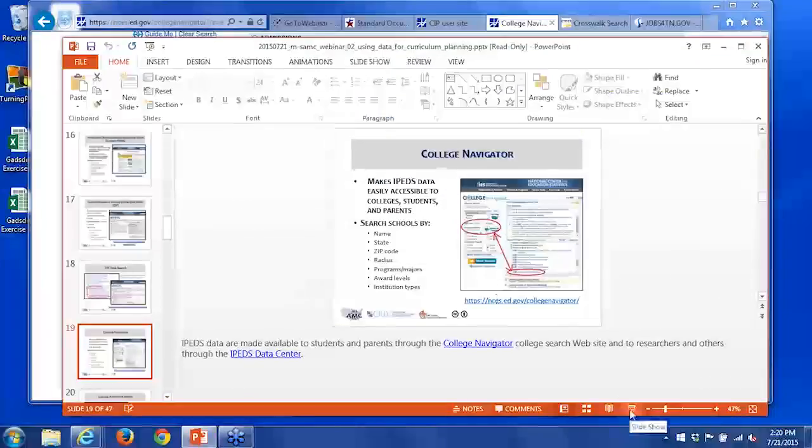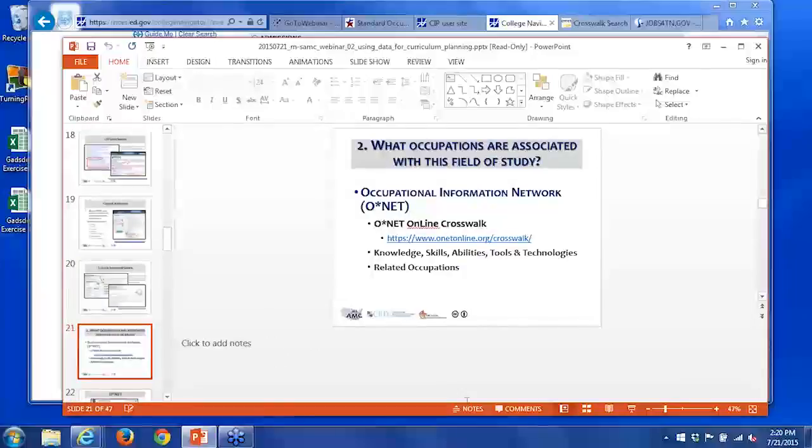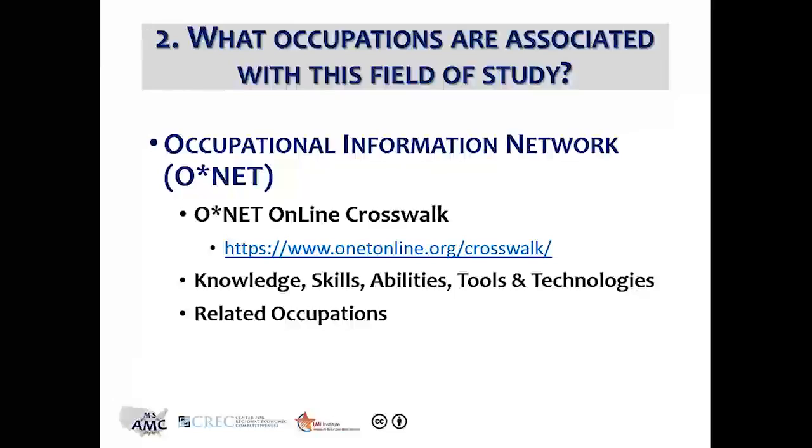So now we're going to continue on and look at the question of what occupations are associated with this field of study. You want to know what the range of occupations is that someone who gets a welding degree or certificate might be able to do beyond just specifically being a welder, because we know that market and demand changes, so we want to make sure that people have skills that are versatile and transferable.